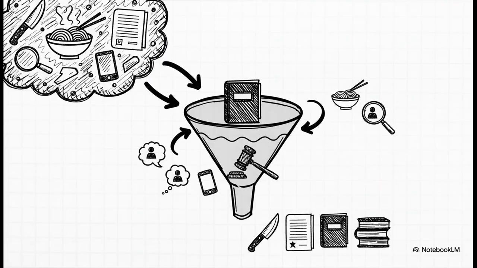So when you boil it all down, what you have is this journey. You start with this chaotic cloud of facts and information, and it has to pass through two critical filters to become official evidence. First, the filter of legal relevancy, and then the final filter of judicial admissibility.